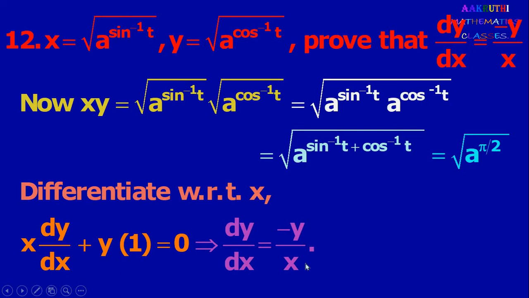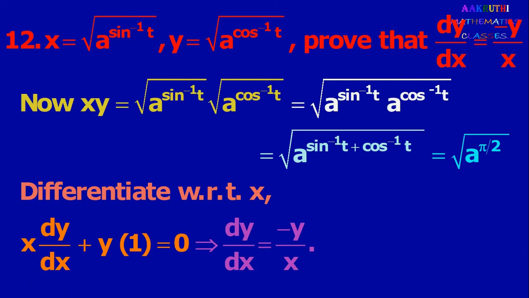Hence it is proved. So this is without parametric differentiation. First you have to simplify this, just multiply x and y. So we get root of a to the power pi by 2 times root of a to the power pi by 2, which is constant. So we get xy equal to root of a to the power pi by 2. Differentiate this using the UV rule, and we get dy by dx is minus y by x. So it is without parametric differentiation.